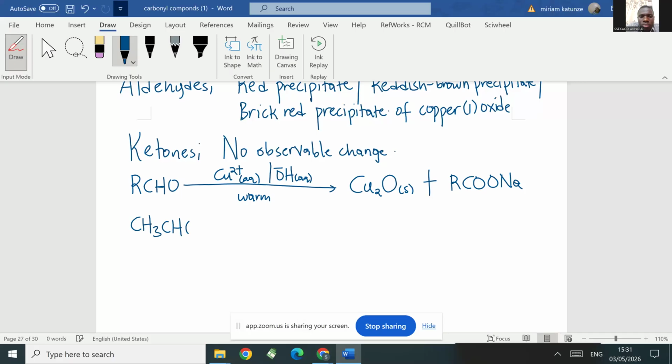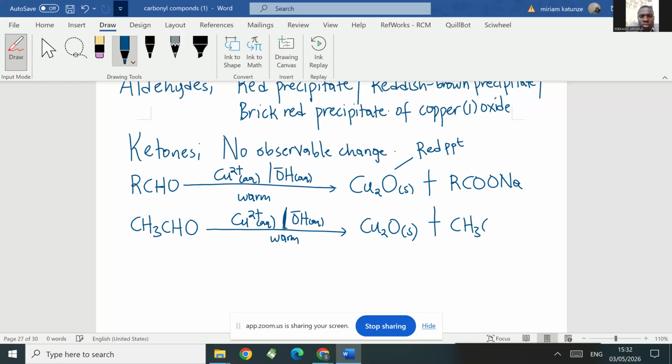So meaning that if I am having ethanol, it is going to be oxidized to... It reduces copper 2 to copper 1 oxide. This is the brick red precipitate. The red PPT is this one. Then itself is oxidized to sodium ethanoate, like that. Ketones do not react. Ketones do not undergo that type of reaction.